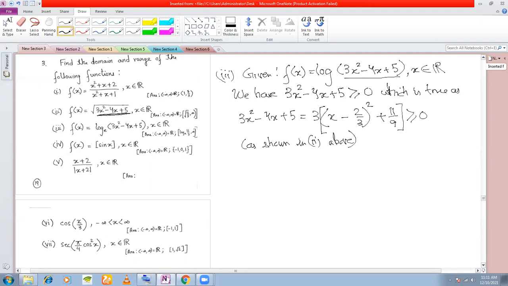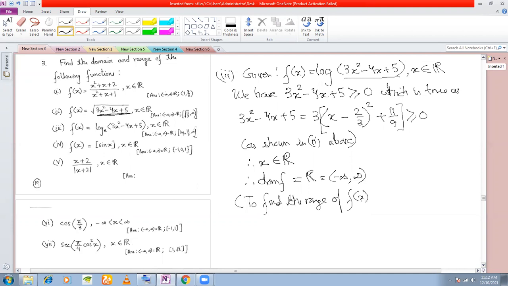So what should be the domain of this function? That means x can take any real value. Therefore, x must belong to R. Therefore, the domain of f is the set of real numbers. Now we shall proceed to find the range. Find the range of f(x).